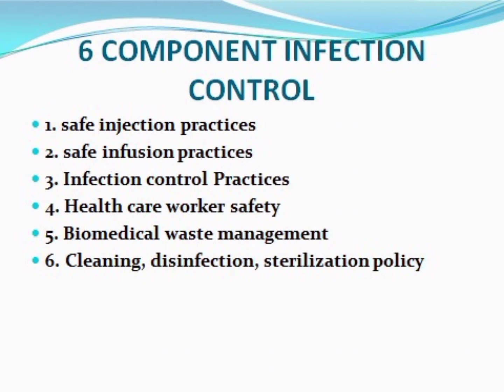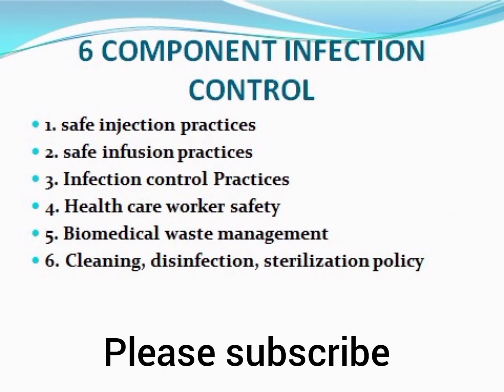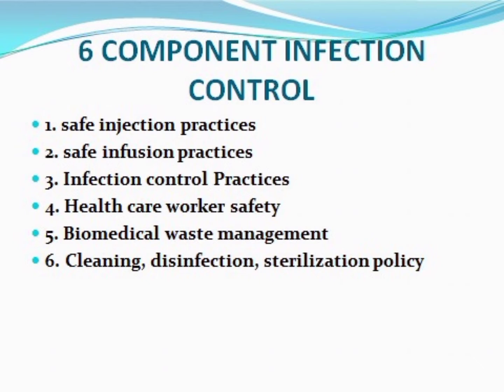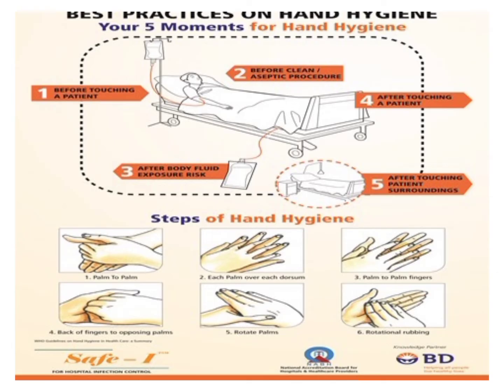Today let us discuss infection control practices. In infection control practices, there are 6 components that are very important. If we follow these 6 components, we can definitely reduce infections in the hospital. They are safe injection practices, safe infusion practices, infection control practices and healthcare workers safety, biomedical waste management, and cleaning, disinfection and sterilization policy. If we follow these practices, we can definitely reduce the infection rate in the hospital.